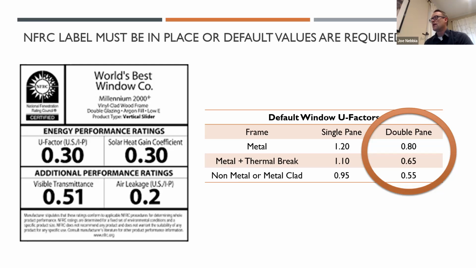Not really an issue in climate zone 1 because there's no requirement there. But if you've got a really good window and you're trying to do, say, a UA trade-off or a performance calculation, you want to take credit for that and not assume a badly performing window.